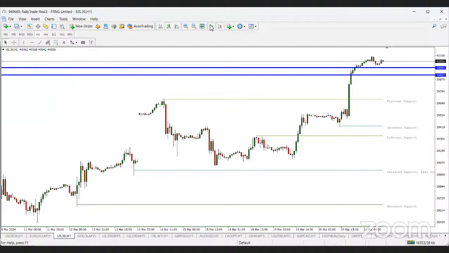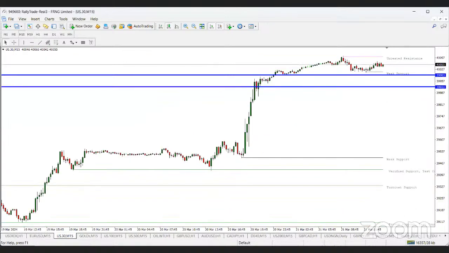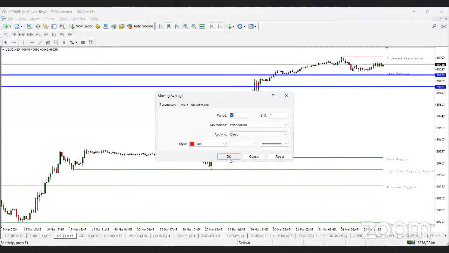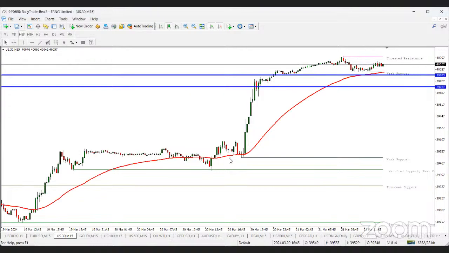Now, apart from that pricing zone, I'll also use my 50-period moving average, which is something we've talked about a lot of times. I'll use my 50-period moving average on my chart. So once price settles and gives me two bearish candles below this on the 15 minutes, then I will keep on scalping my sell. Okay, that's US 30.